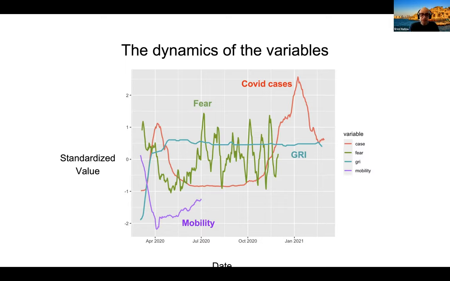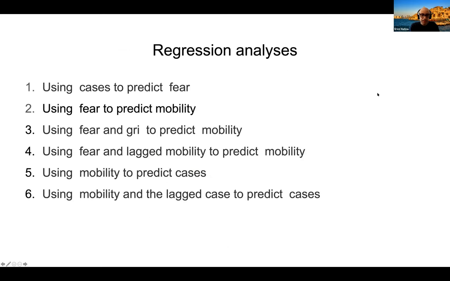So Jan, can you go to the next? So these are the different regressions that we are going to show. You can see that we took the causal diagram and cut it in different places. So we use the cases to predict fear, to predict mobility, and fear and government to predict mobility. So for different parts of the diagram, we create regressions. And it's incomplete. You're also going to see that the regressions themselves are not controlled for all the variables that we care about. So these are very preliminary regressions that really describe the data we showed you.